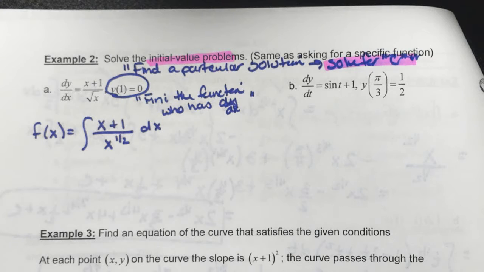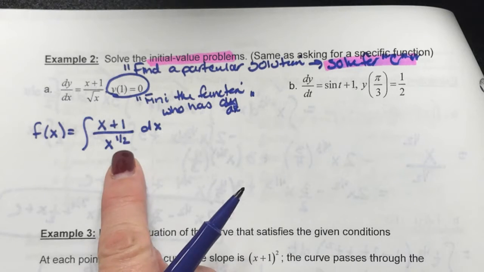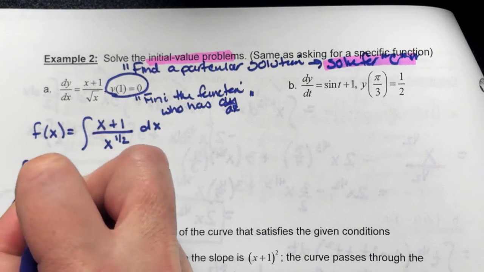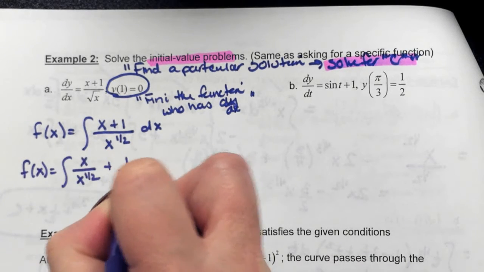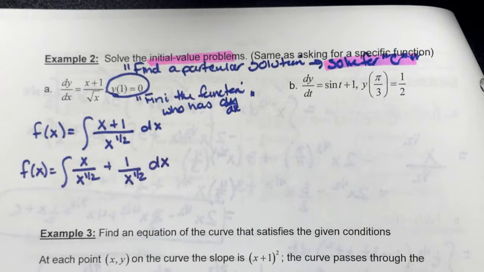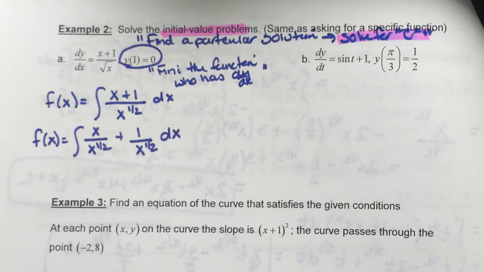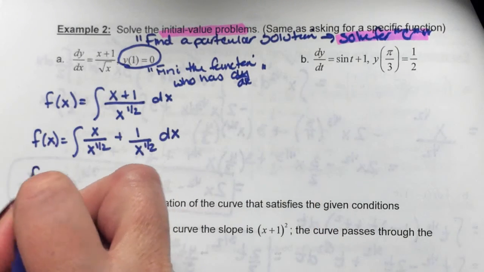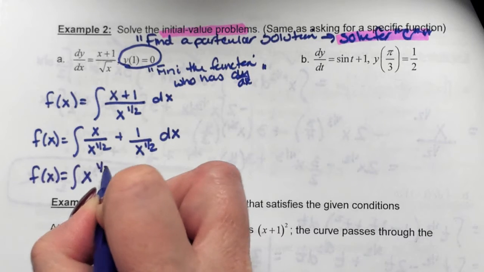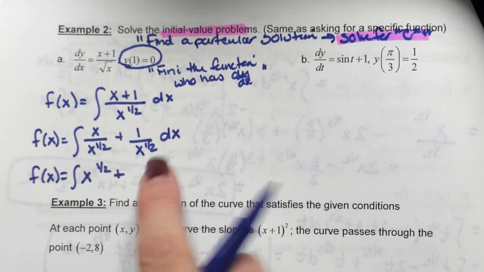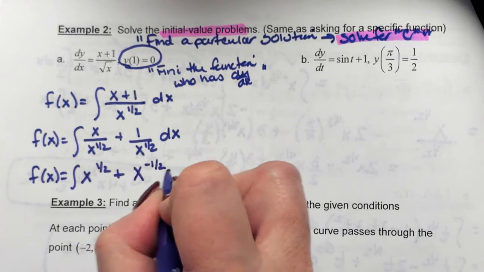Just like I mentioned a few minutes ago, we do not have a quotient rule for integration. So you have to take this larger fraction and split it up. So I have x divided by x to the 1/2 plus 1 over x to the 1/2 dx. Simplify your fractions if you can. Well, what happens when you have x divided by x to the 1/2? That's just going to give you an x to the 1/2. Plus, I'm going to pull this x out of the denominator and rewrite this as x to the negative 1/2.